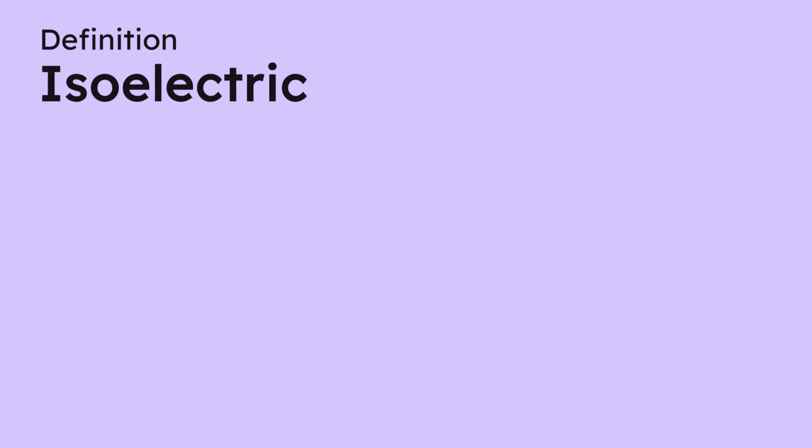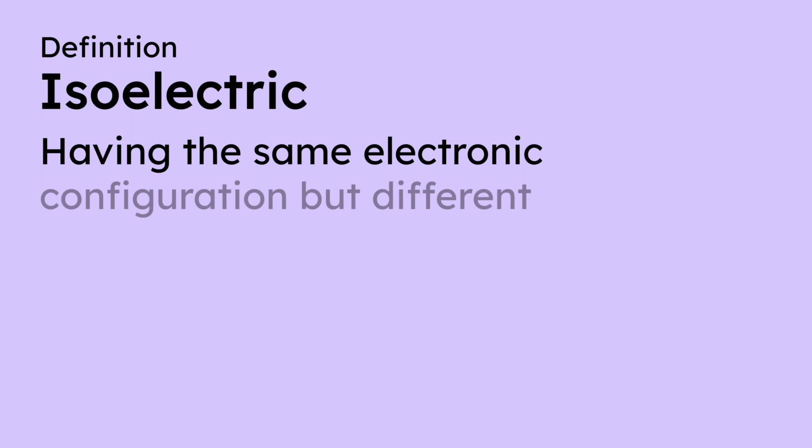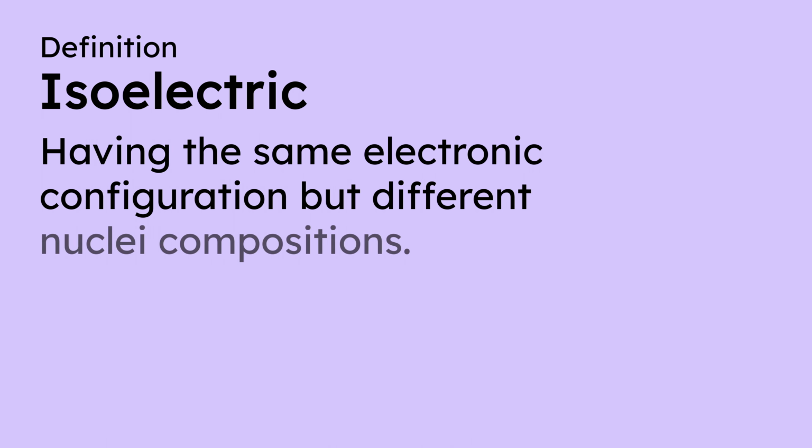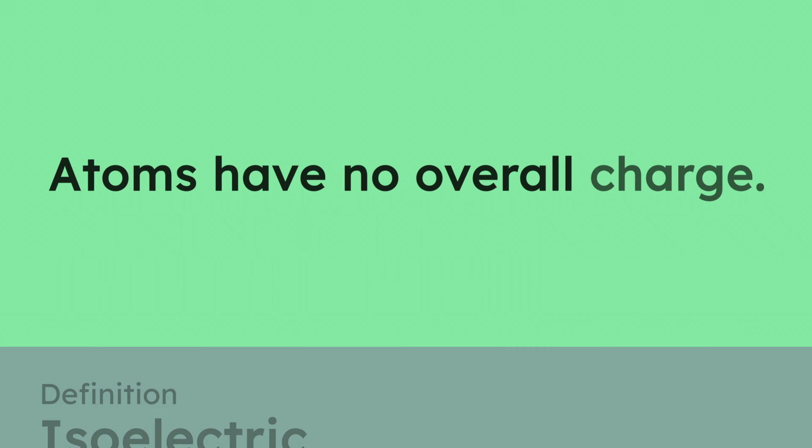There's also another key term we need to know. This is isoelectric. This means that they have the same electronic configuration but different nuclei compositions. Therefore, hydrogen and helium can be isoelectric if either the hydrogen gains an electron or helium loses an electron. Atoms have no overall charge.